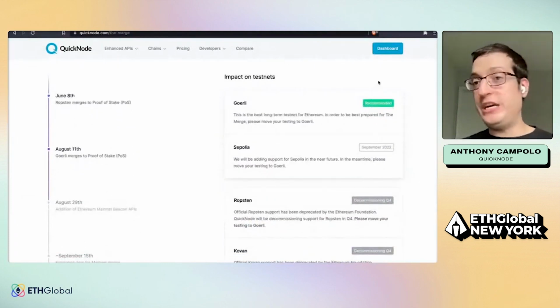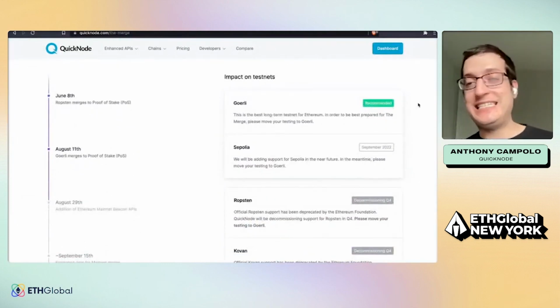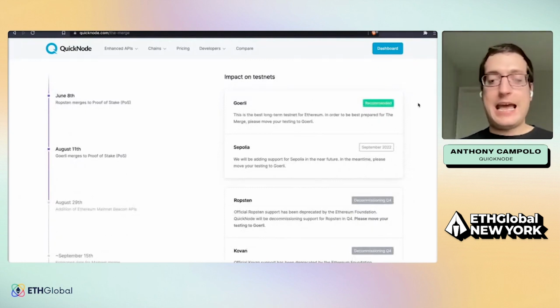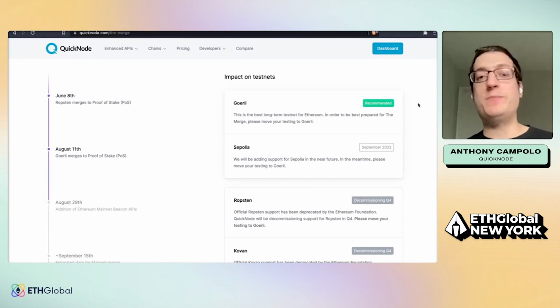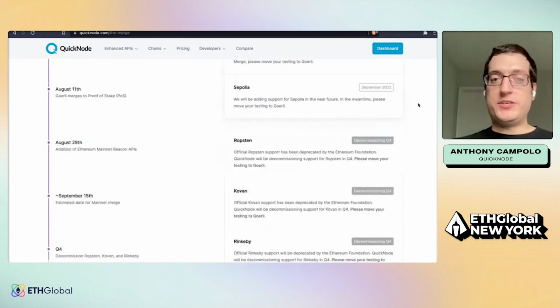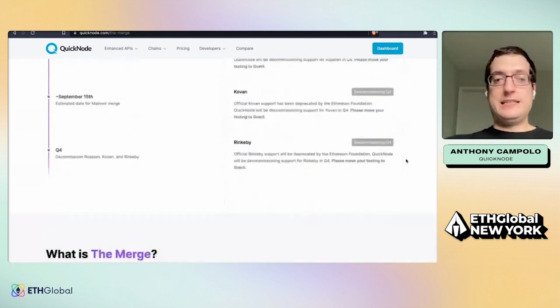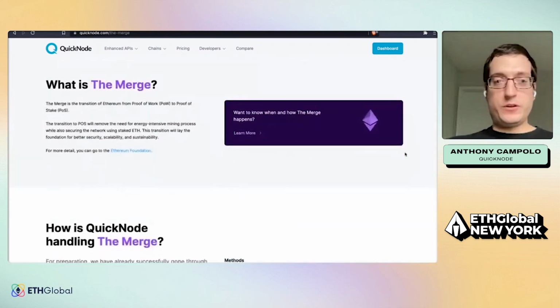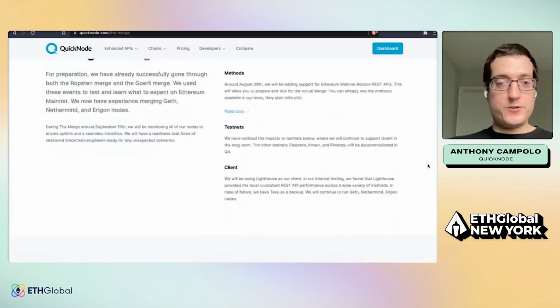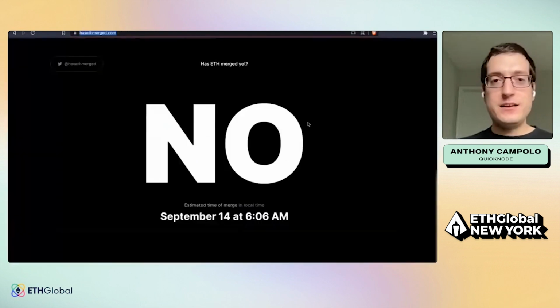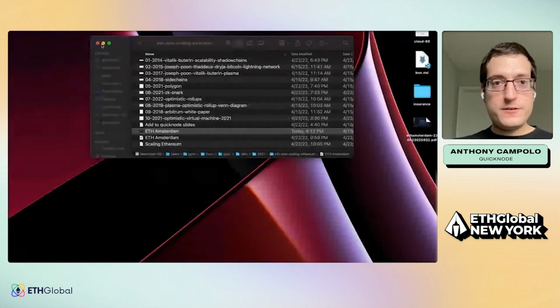For example, you may know about Ethereum's testnets, things like Ropsten and the like. A lot of those are being shut down. We're actually going to be in a state where Goerli is the test network you want to be using. And then we also have these that have been decommissioned, and the actual merge itself, you can learn more about here as well. So that is the rest of my talk.